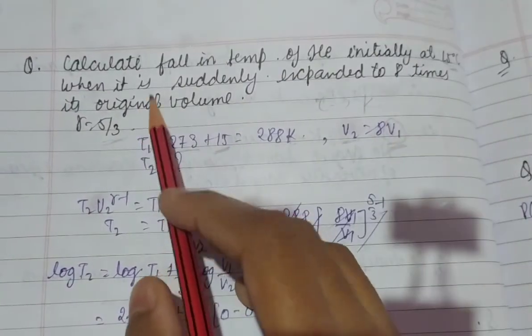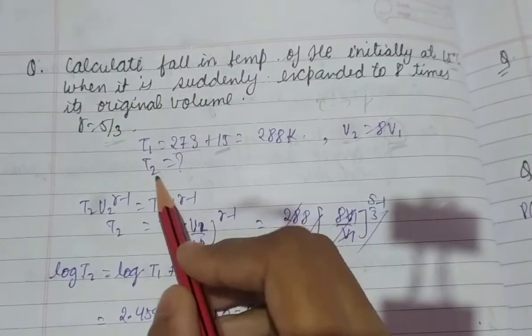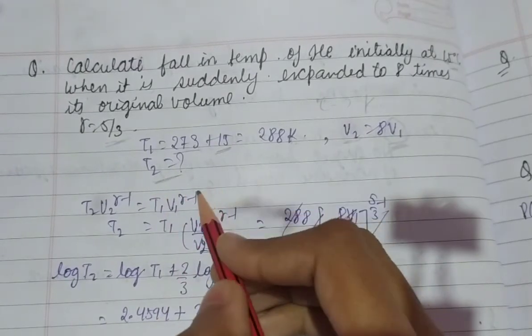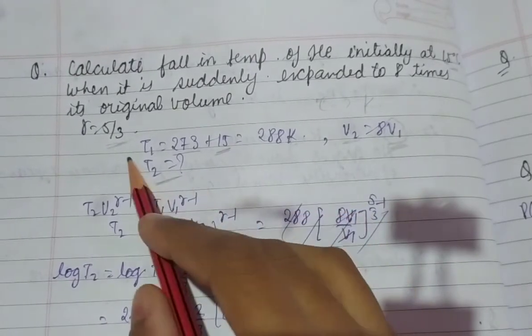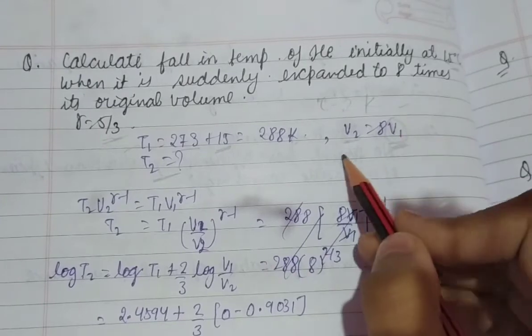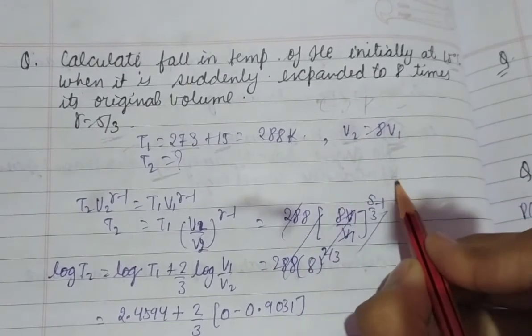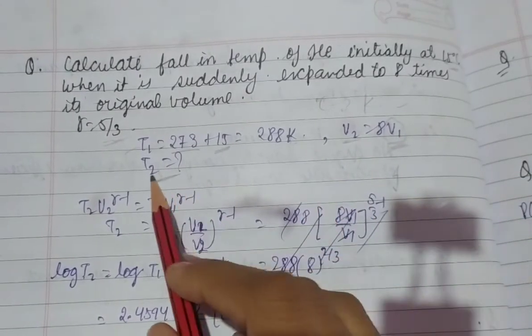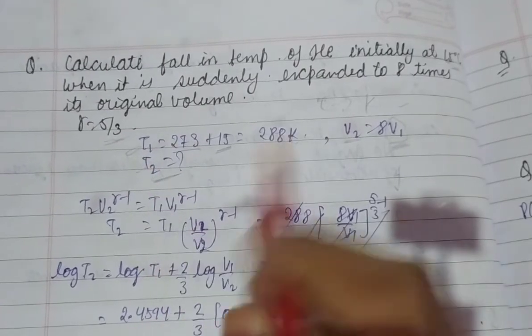What we have to find out? Calculate fall in temperature, that means T2 we have to find out. So can we easily see that there is change in temperature, change in volume also there. So isothermal expansion is not there. This is not isothermal expansion. Why? Because temperature is not constant. So what case is this?